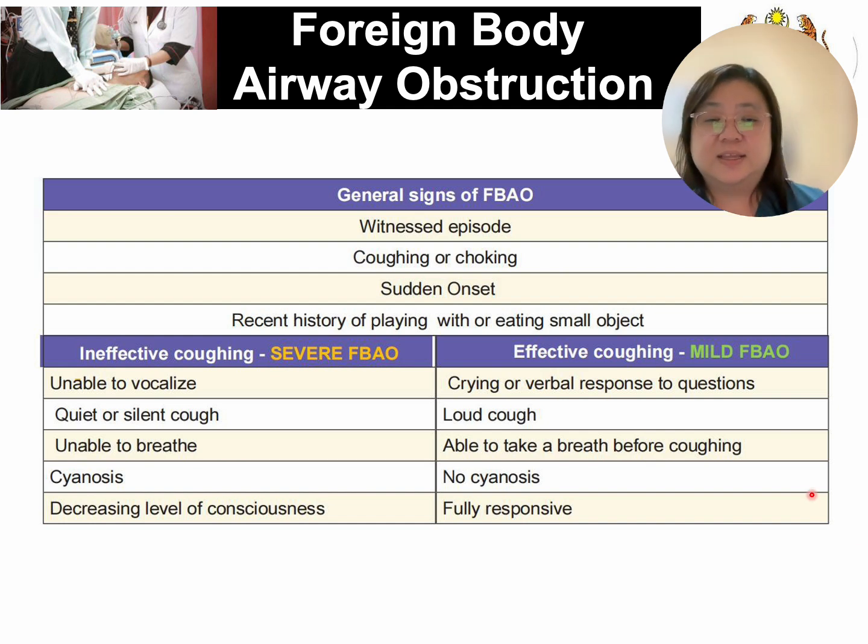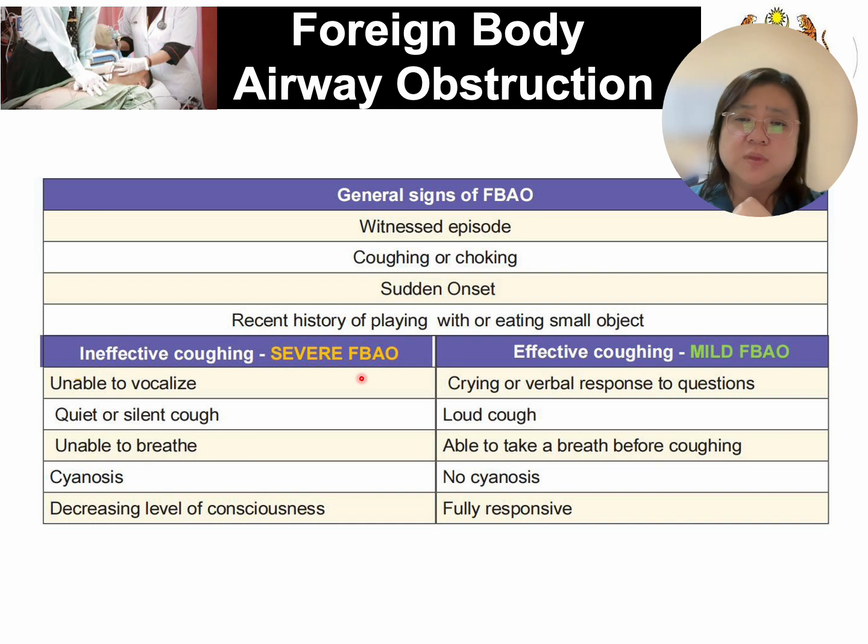So how do they look? They can still respond when you ask them a question, or they cry. They will have a very loud cough. They can still breathe. There is no cyanosis, and they can respond to you. What happens to those with severe choking? With severe, the airway is fully obstructed. So they cannot talk or verbalize. There can be a silent cough.